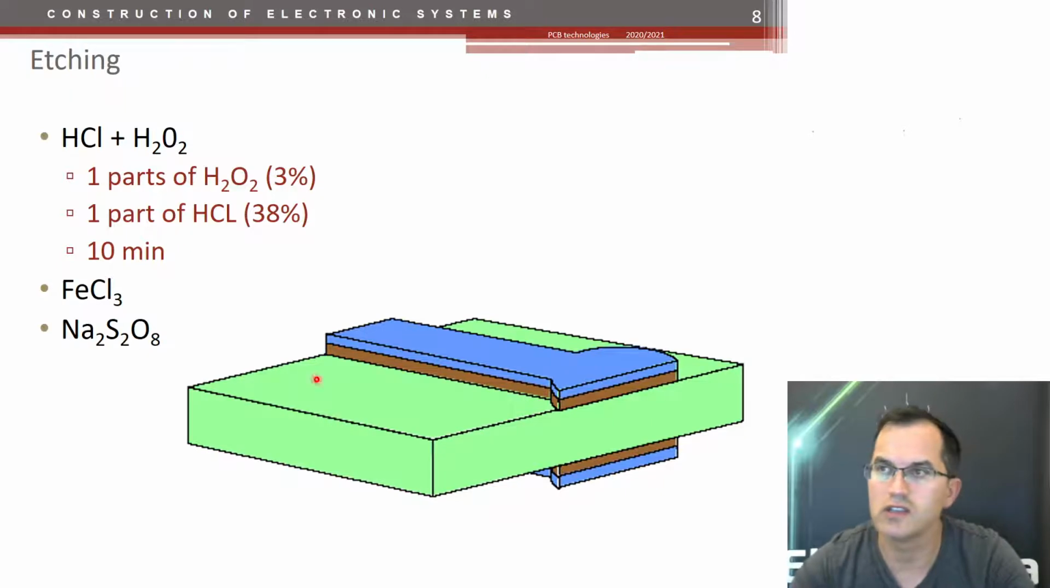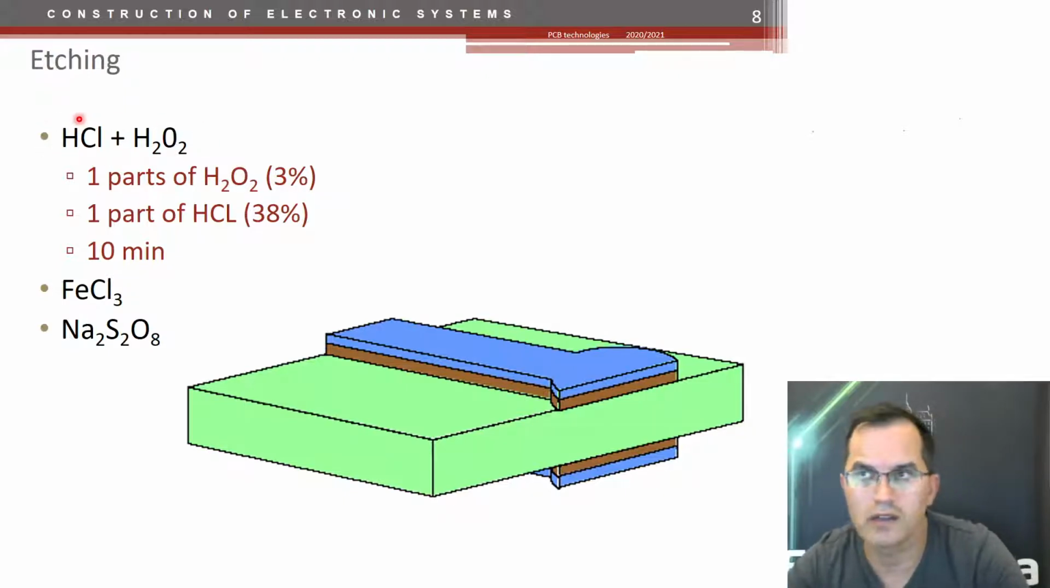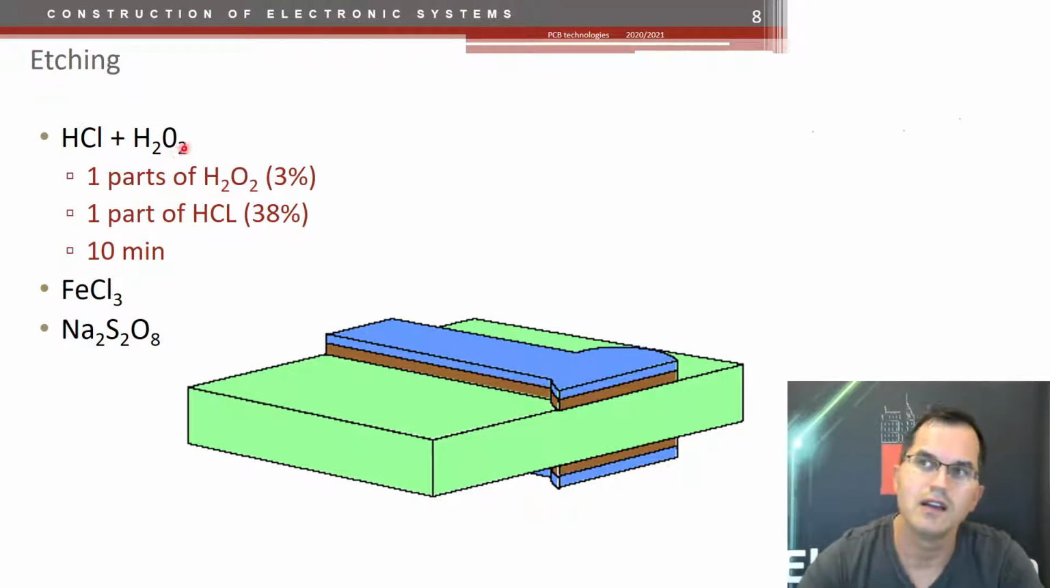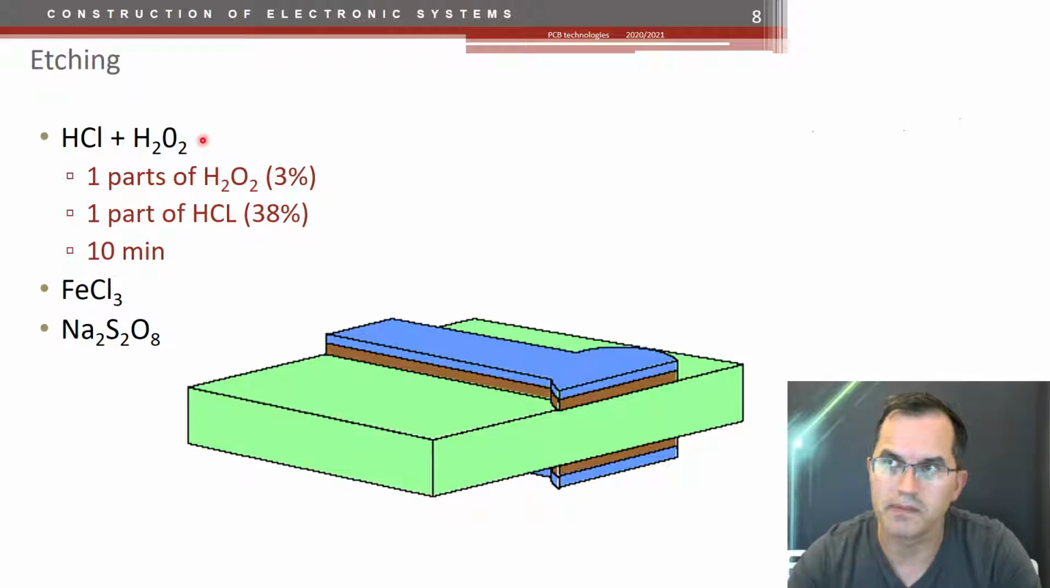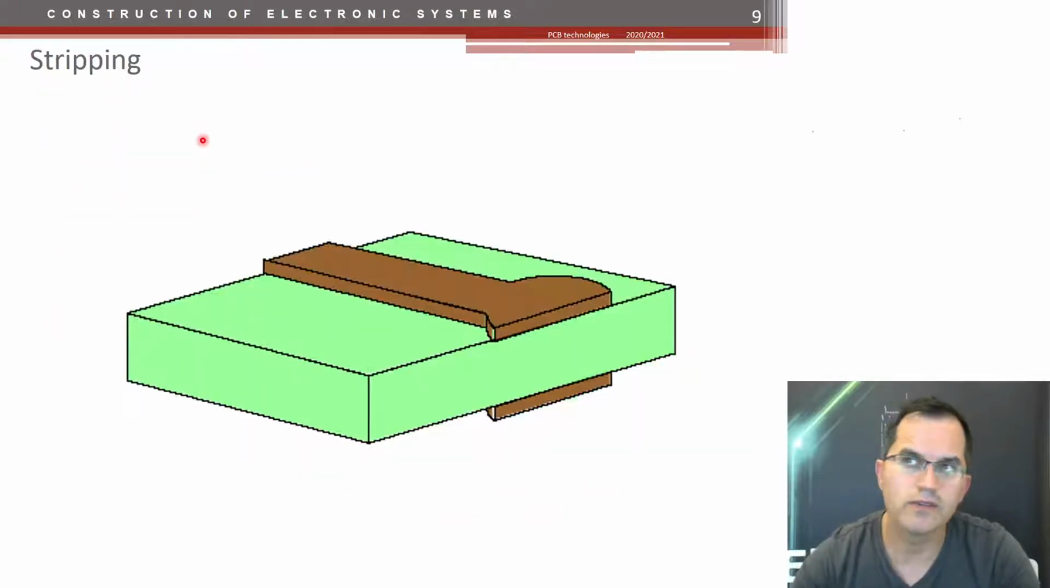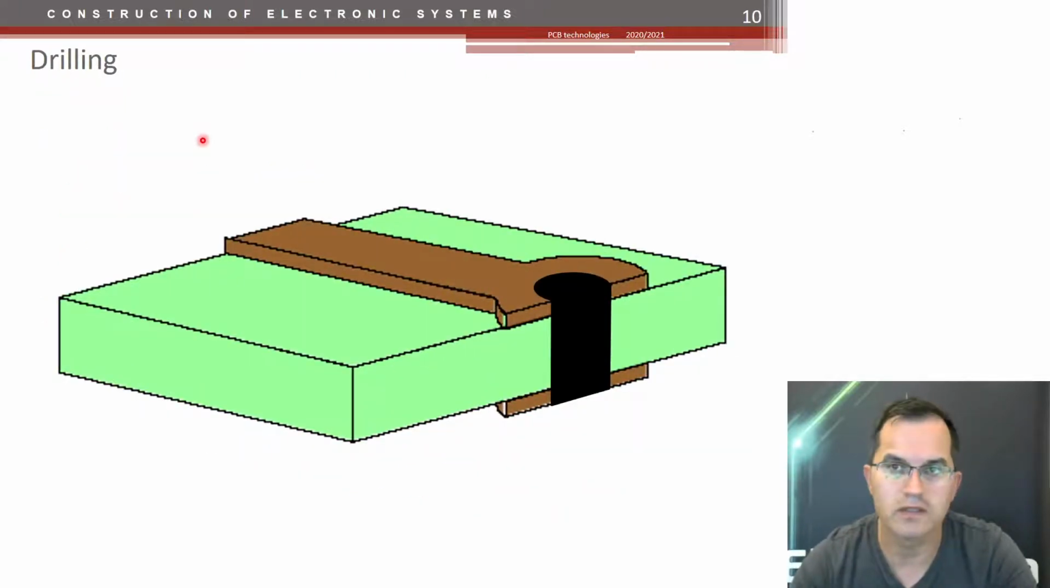The etching is usually done with 3 different options. The most used is a combination of hydrochloric acid and peroxide. You can also use ferric chloride or sodium persulfate. However, this is the most used here. Then we remove the photoresist and we drill the holes.